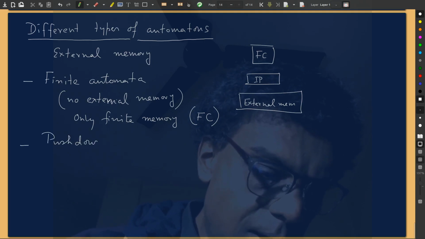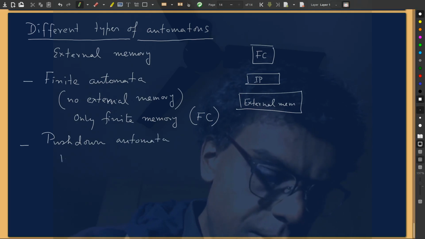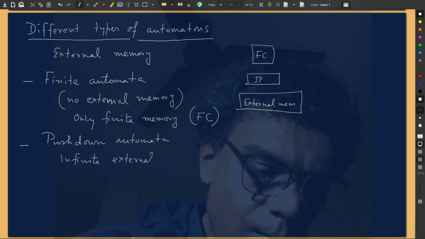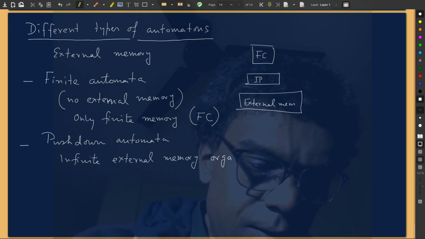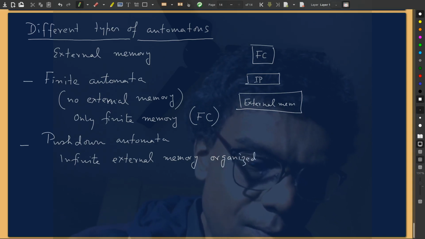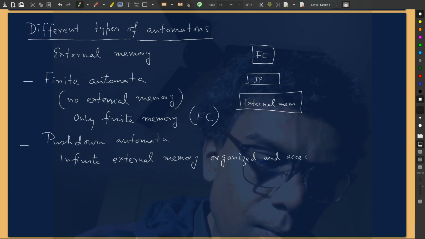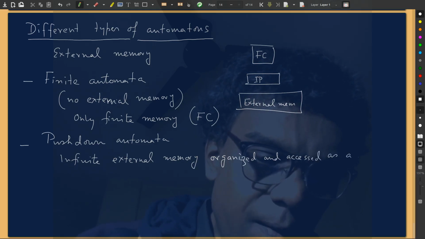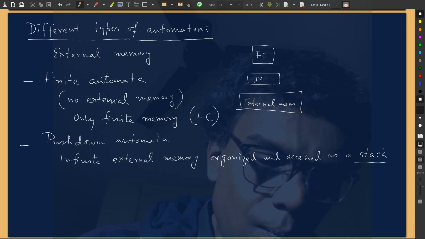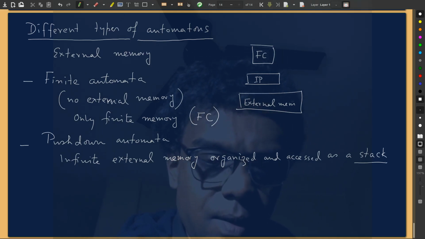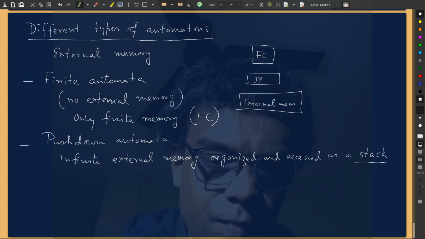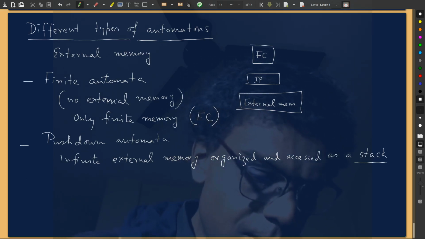Then we will study another class of automata called push-down automata. So it has an infinite external memory, but it's not a random access memory. This is organized and accessed as a stack. Okay, it's an infinite memory, but its organization is restricted as last in, first out access.